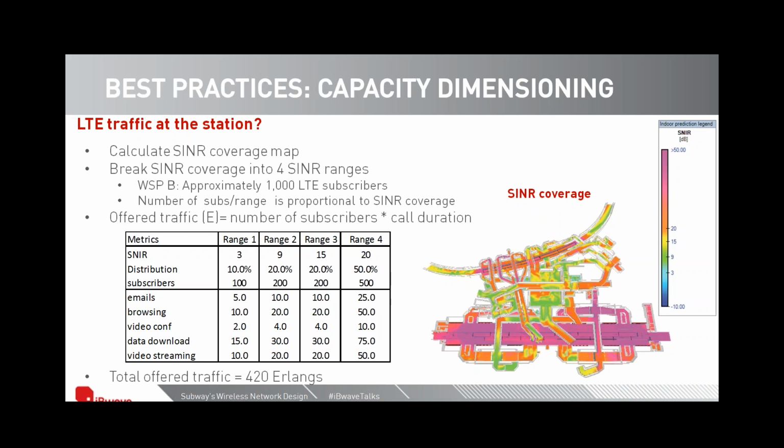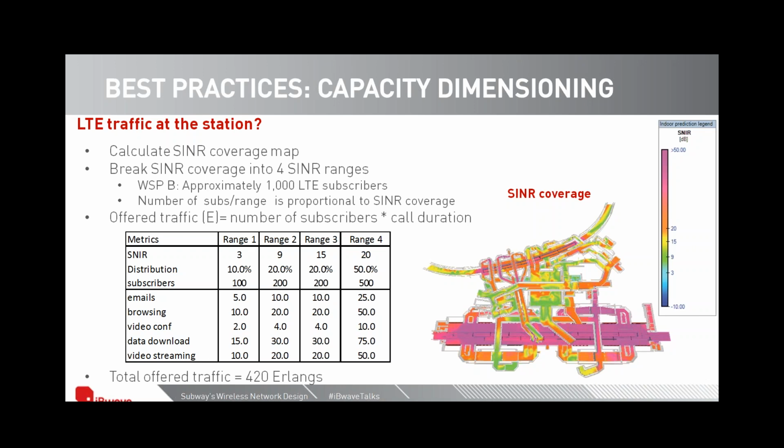Now, having said that, what we need to do is figure out the distribution of those 1,000 subscribers according to those 4 SINR ranges. Just to remind you, range number 4 is for SINR 20 and higher. Range 3 is for SINR between 15 and 20. Range 2 is for SINR between 9 and 15, and range 1 is for SINR between 3 and 9.